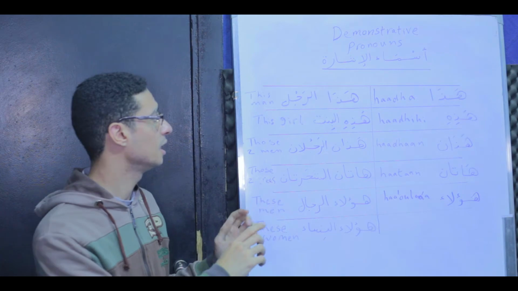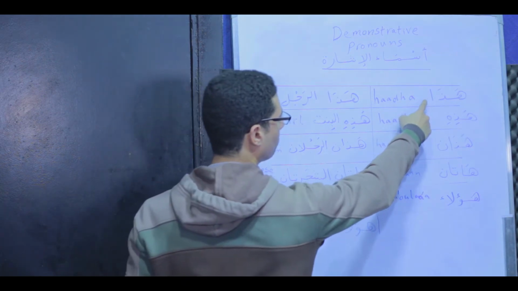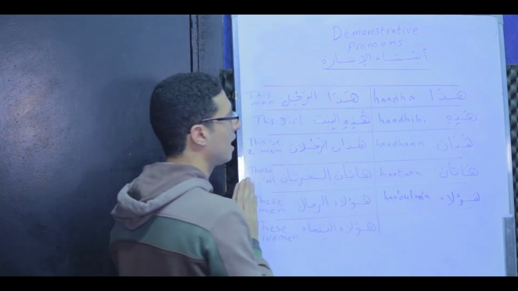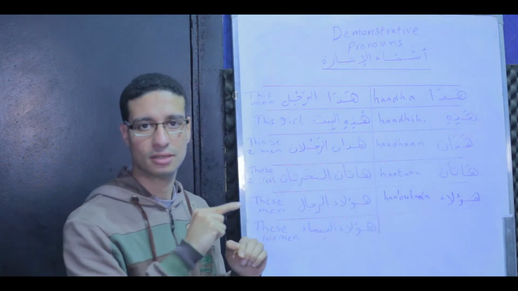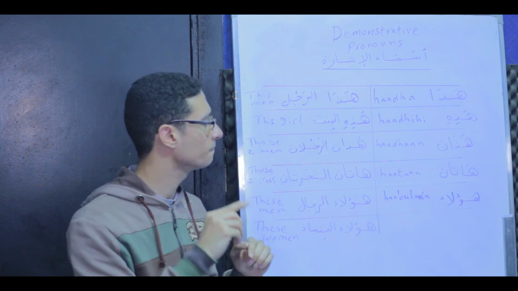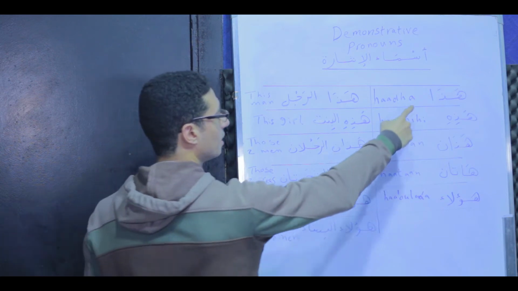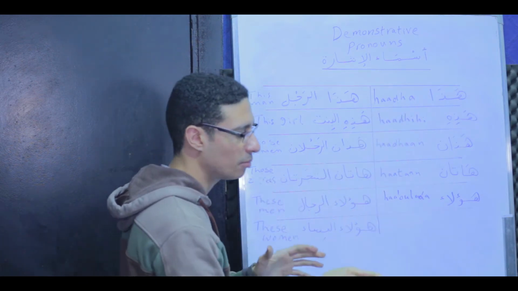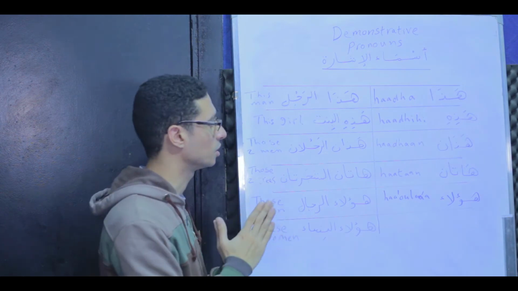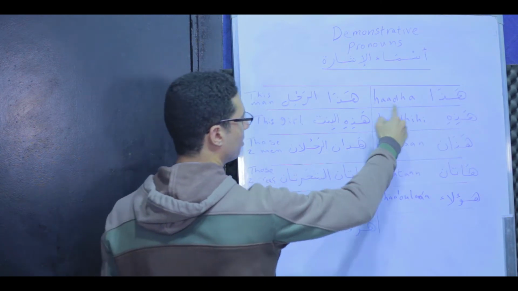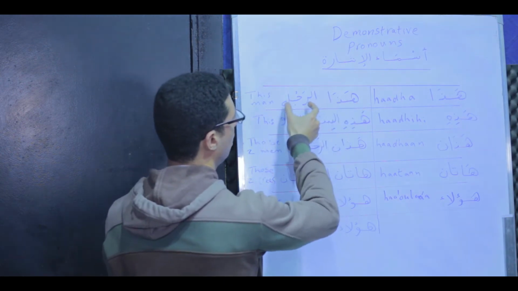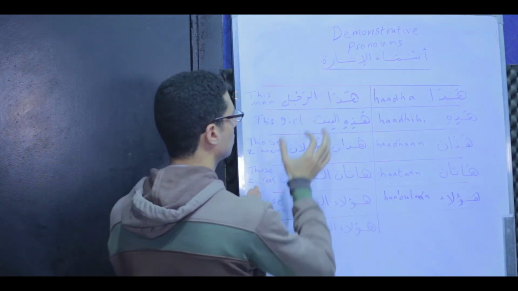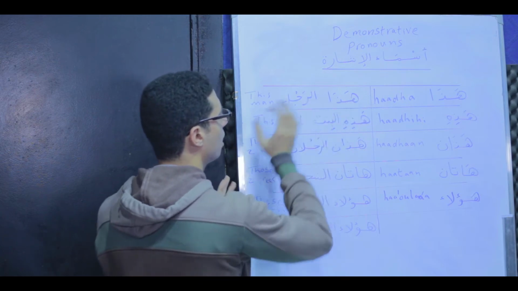So for example, the first one is هذا. Here the dal is pronounced like the th in English, like in the air. The هذا is to point at something masculine, singular masculine. So هذا الرجل, something or someone, of course. هذا الرجل, this man. رجل means man.